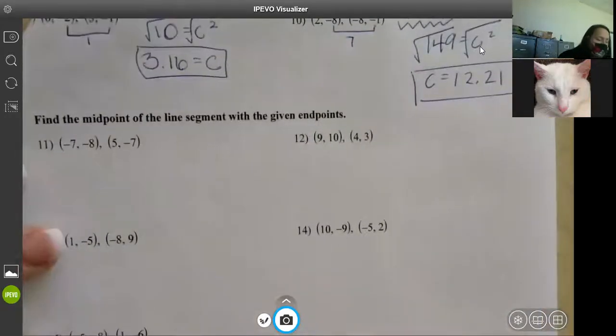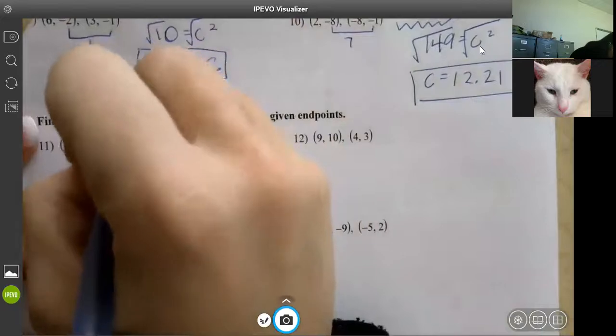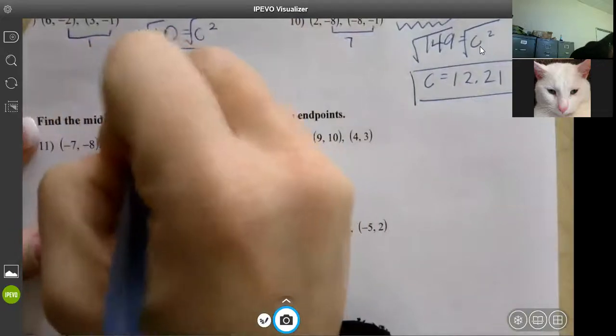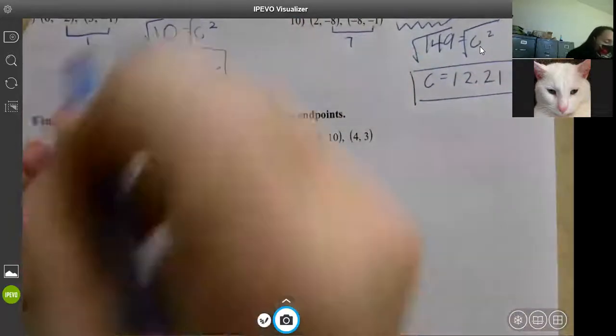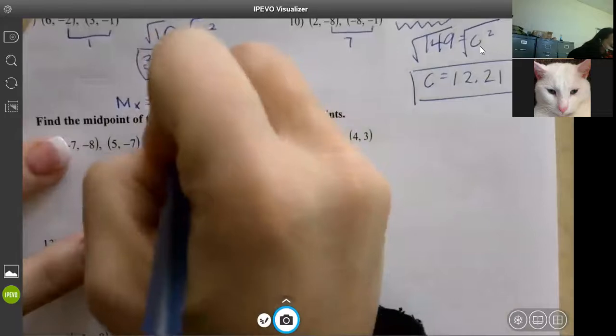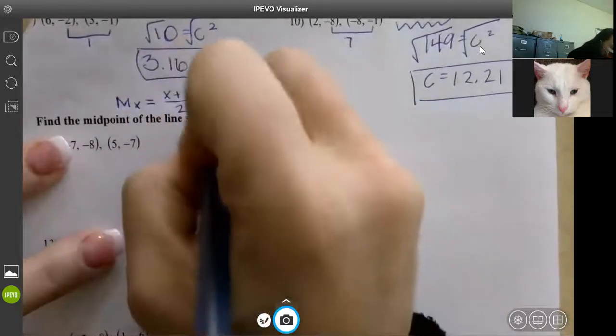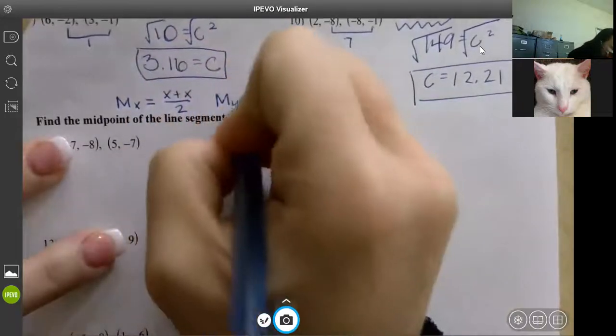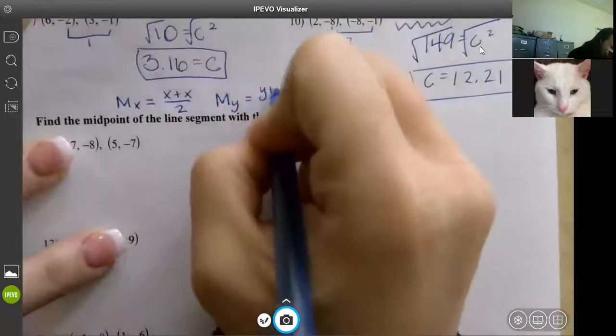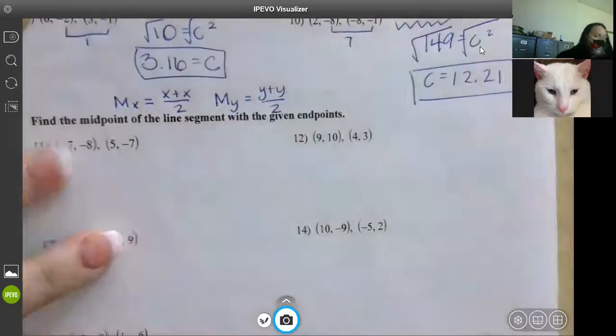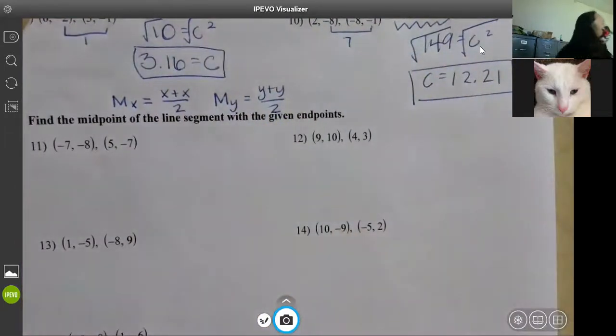All right, so midpoint. To find the midpoint x coordinate, you add your x's and divide by 2. To find the midpoint y, you add your y's and divide by 2. We're trying to find the middle or the average, just like you'd average your grades. If you got 100 and a 50, you'd add them up, divide them by 2. It's the same thing. It's an average.